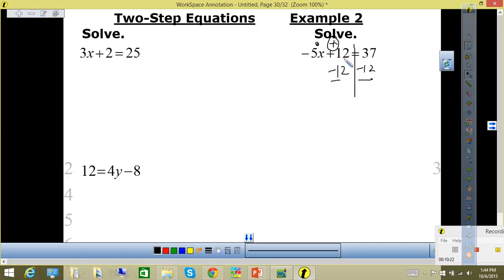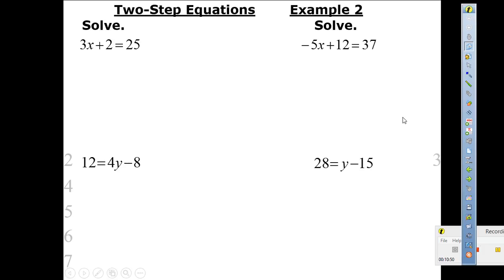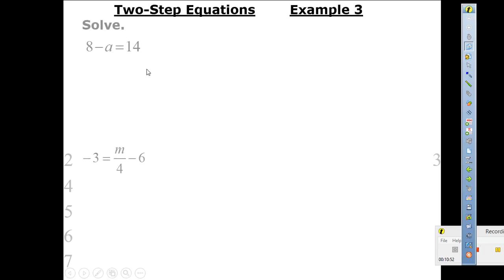Subtract 12. Subtract 12. We're left with negative 5x equals 25. Is that correct? And then the inverse of multiplication is division. Divide by negative 5. Divide by negative 5. X equals negative 5. Hands if you got that. Okay, we got this, right? All right. So let's move on now to a different kind of two-step equation. Check this out. Not that one. Copy these two, please.